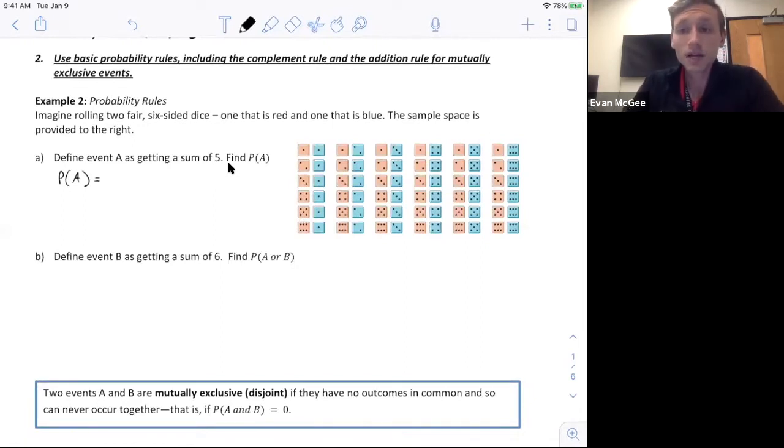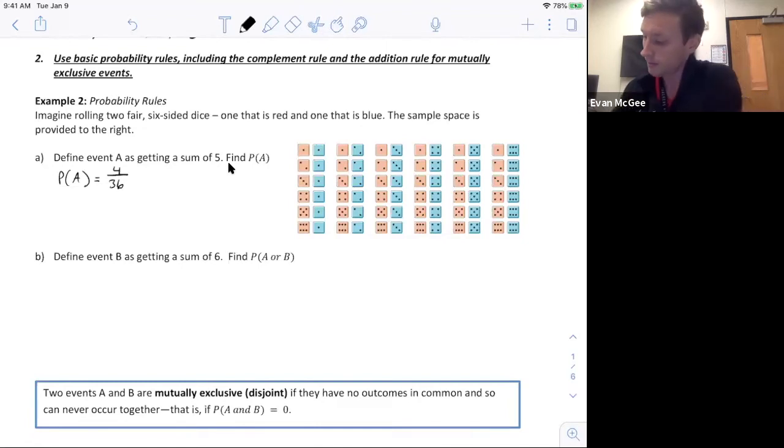Getting a sum of 5 would mean I could get a 1 and a 4, or a 4 and a 1, because the color identifies which one is the 4 and which one is the 1. I could also get a 3 and a 2, or a 2 and a 3. So there are 4 different ways that I could get a sum of 5, which means my probability is going to be 4 out of the 36 total possible outcomes. And you can see them over to the right here.